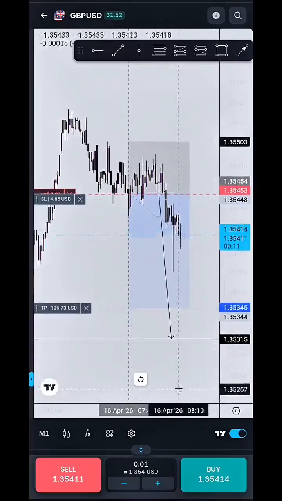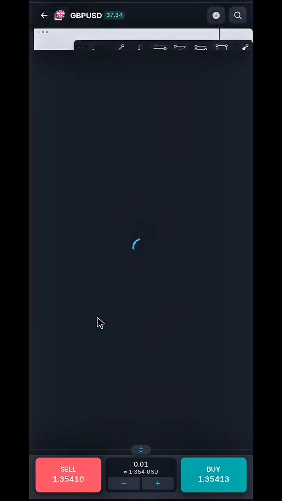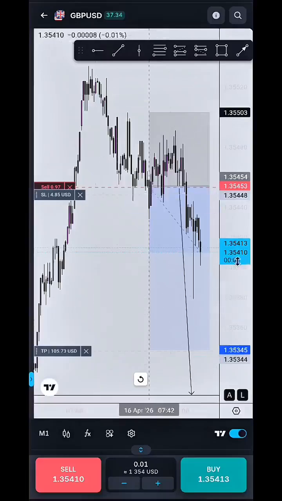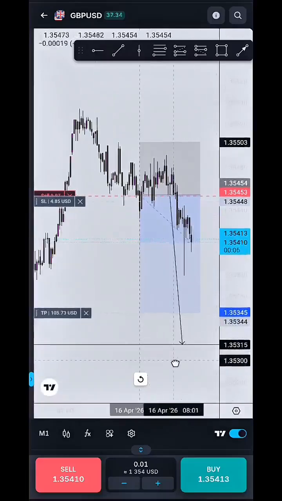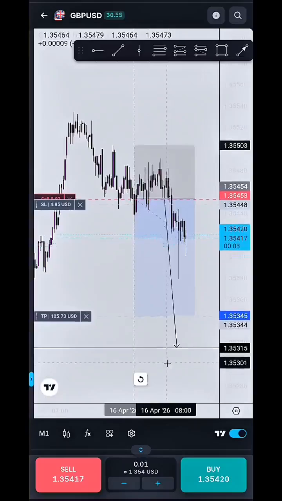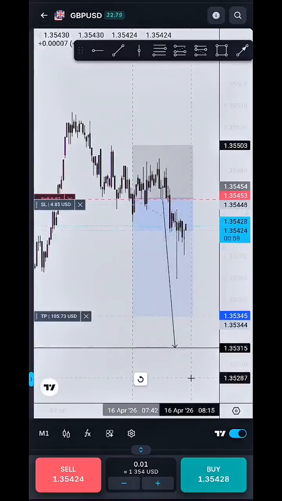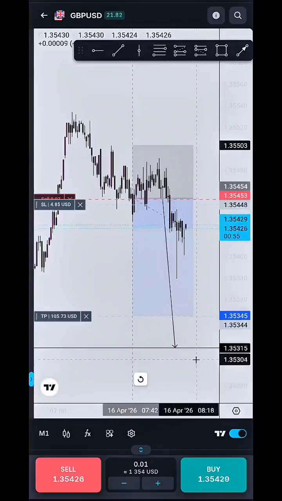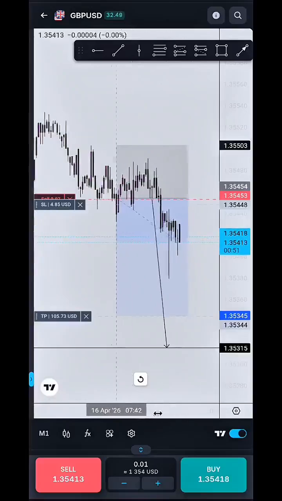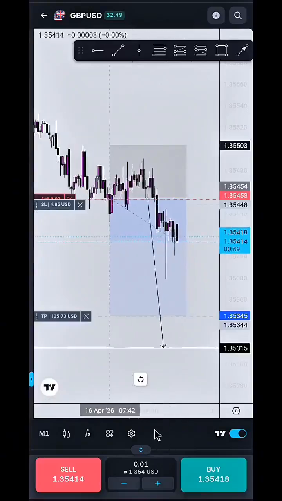So far, if the price is really going to reach this low which I'm targeting, it should be accelerating right now in this 15-minute candle. Yeah, this is the overall target, but I don't have to wait for the price to reach it maximally.